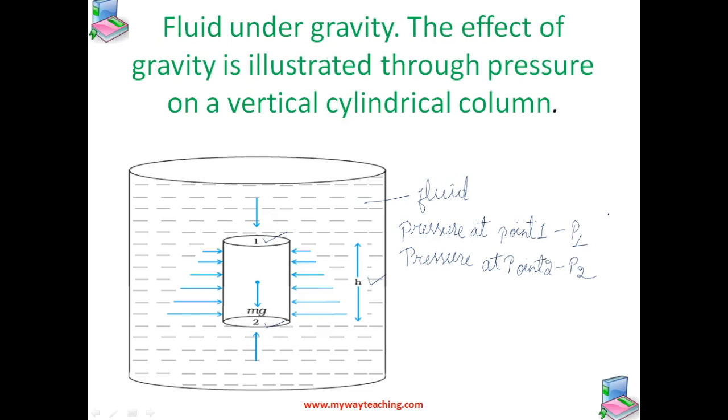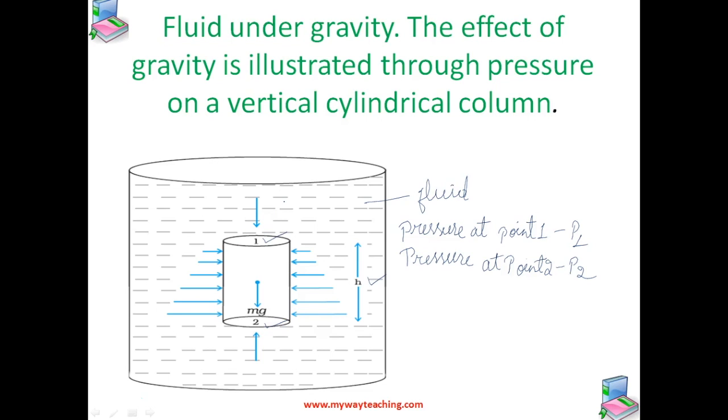Consider a cylindrical element of fluid having a base area A and height h. This is the element that we have considered. As the fluid is at rest, the resultant horizontal force should be zero, and the resultant vertical forces should balance the weight of the element, isn't it?